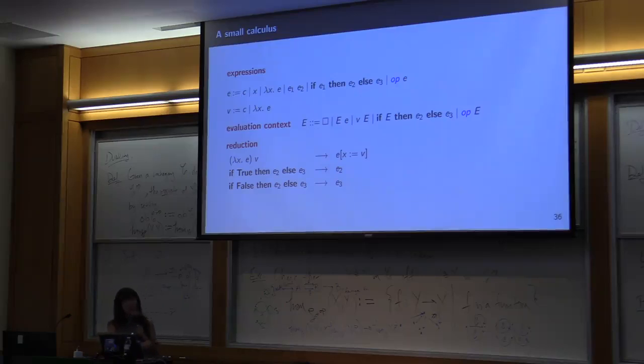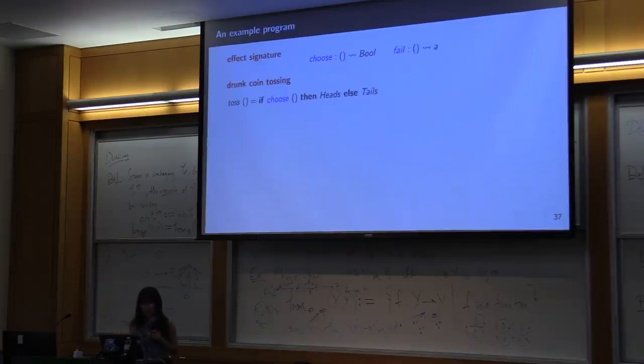And I have here 3 reduction rules. The first one is the usual beta reduction, where we reduce the lambda when it's applied to a value, and the other rules just reduce if and else expressions. If it's true, evaluate e2. If it's false, evaluate e3. But I haven't told you how to evaluate operations, right? If you have operations, then what happens? Well, even before we talk about that, just with this simple calculus, you can already start writing programs.